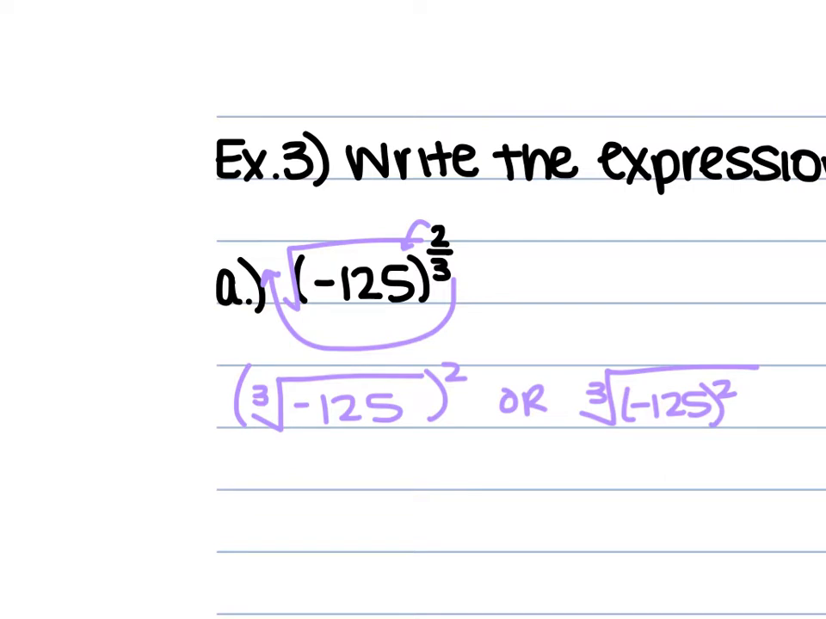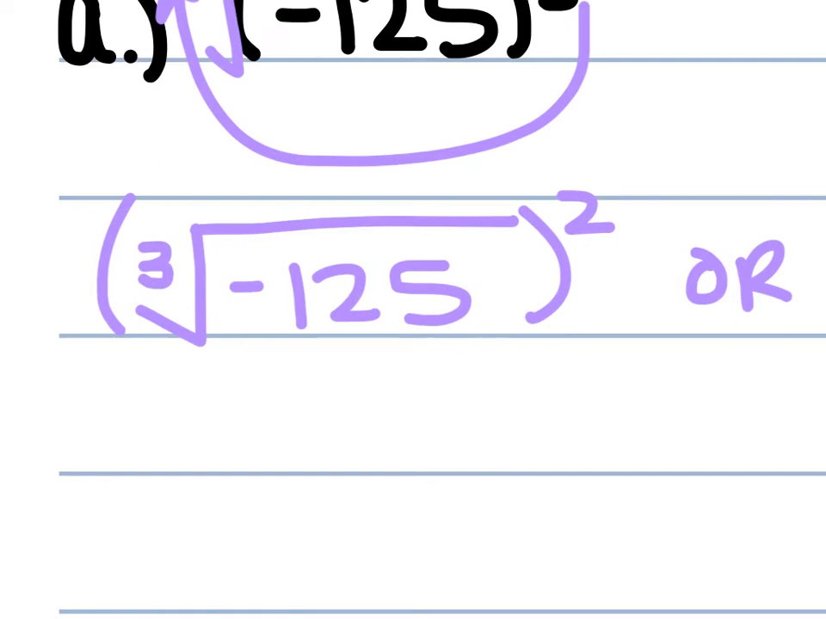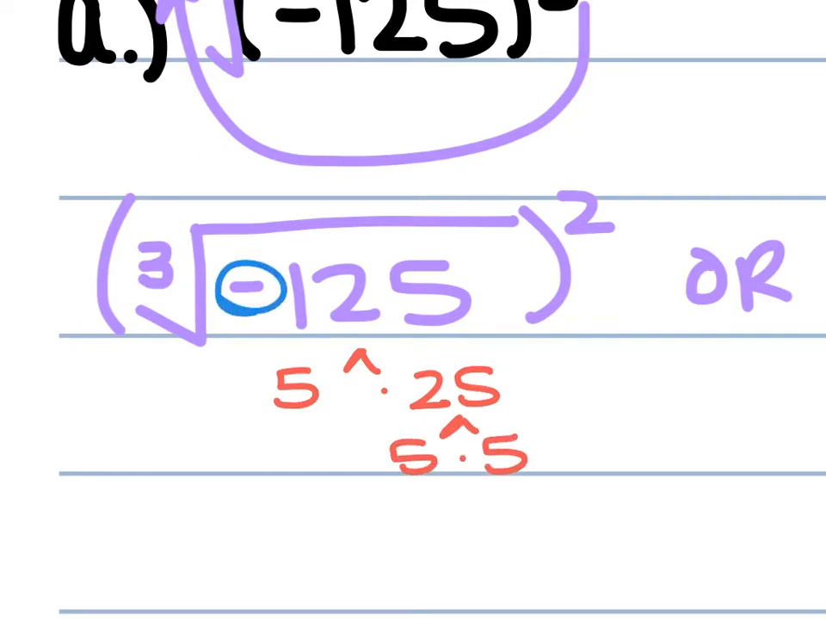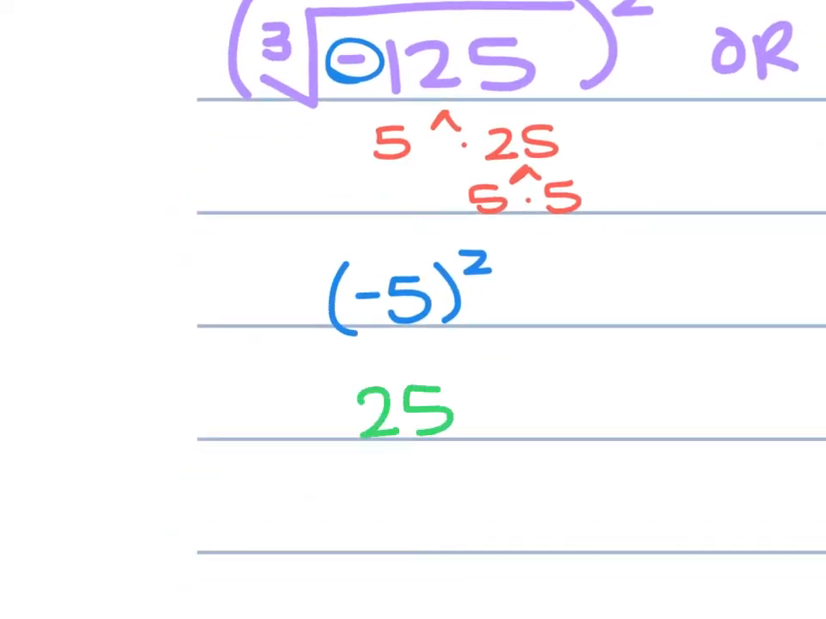I like working with the first because it's a lot easier to take the prime factorization of a smaller number. If you worked with the one on the right here, you're going to have to do negative 125 squared first, then find the prime factorization of that, and then take the cube root of it. So in this case, I'm going to work with this one. We're going to find the prime factorization of negative 125. We know it's 5 times 25, and 25 is 5 times 5. So we have the negative there. The cube root of negative 125 is negative 5, and then we're going to square that. So this is going to give us a positive 25.